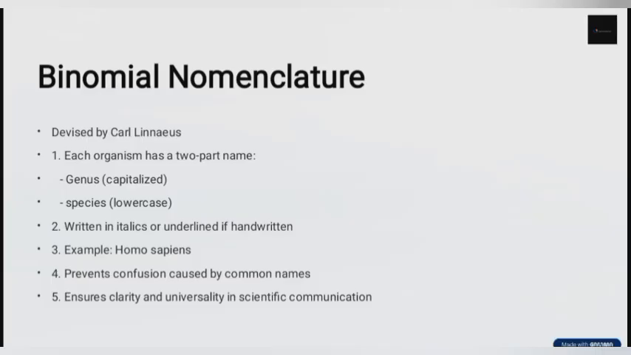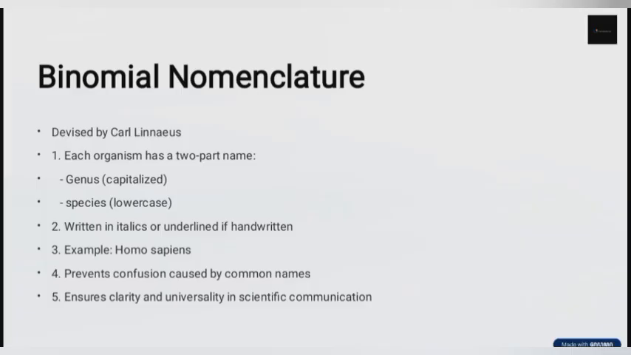Genus is always written in capital letter, whereas the species name is written in small letters. Sorry, when I mean capital letter, I mean it must start with a capital letter, okay? Number two is the rules for using this binomial nomenclature.